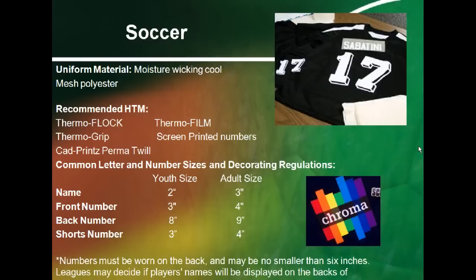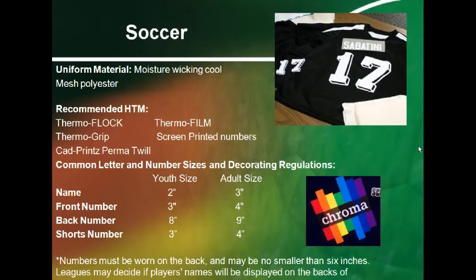So some common letter and number sizes for soccer is, again, the name typically for youth placed on the back is 2 inches. For adult, a good standard is 3 inches. And you can also use 2-inch names for adult, but a good standard is definitely 3-inch. For the front number is 3 inches, and that typically goes on like the left chest on the other side where the logo is not. And 4-inch for adult. And then the back number for youth is 8-inch. I have seen 6-inch numbers on the back of soccer jerseys, but a good standard is 8-inch. And then the adult size is 9-inch.